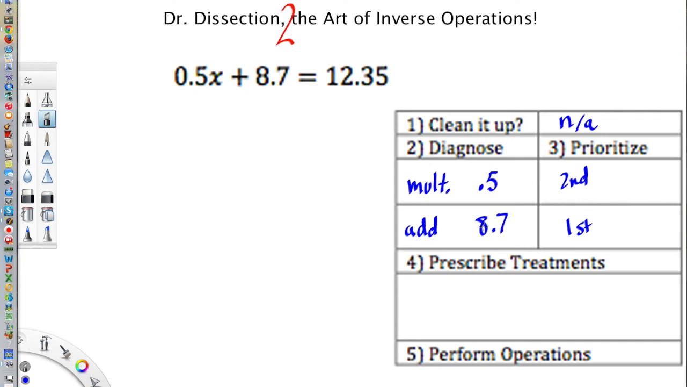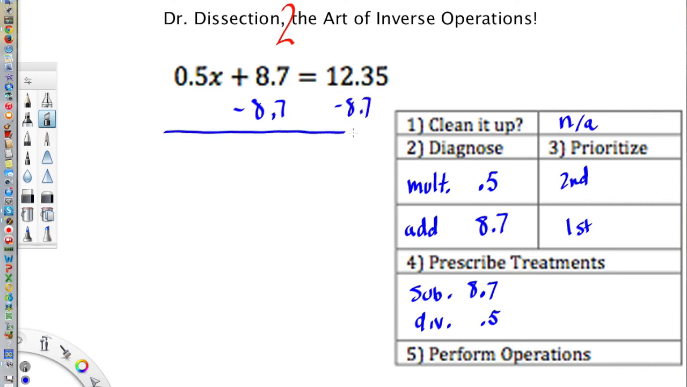And what's our prescription for adding 8 7/10? It's none other than subtracting 8 7/10. And then our second treatment, well, what's the inverse of multiplying something by 5/10? It would be dividing it by 5/10. Let's first subtract 8.7 from both sides. That's our first operation. When we do that, this cancels out. I bring down my 5/10 of an x, and over here I have to do some regrouping.